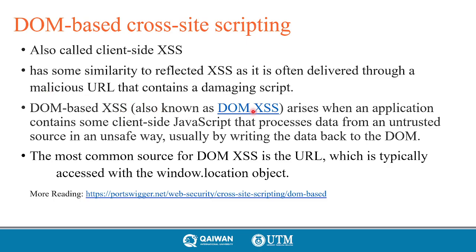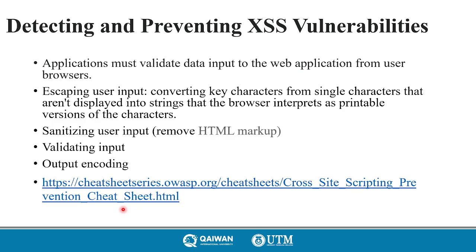DOM-based XSS, also known as DOM XSS, arises when an application contains some client-side JavaScript that processes data from an untrusted source in an unsafe way, usually by writing the data back to the DOM. The most common source for DOM XSS is the URL, which is typically accessed with the window.location object. More reading: portswigger.net, web security, cross-site scripting, DOM-based.